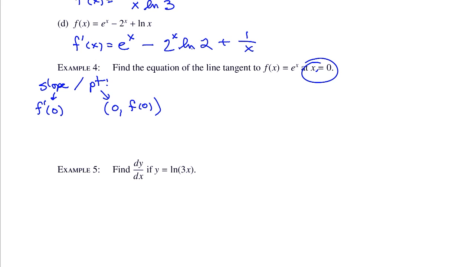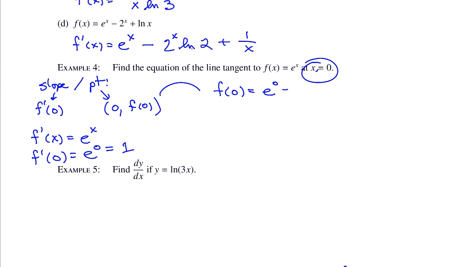Alright, so to solve this, let's take the derivative. What's the derivative of e to the x? E to the x. And so then f prime of 0 is e to the 0. What's the value of e to the 0? 1. And then to find the point, we need to evaluate f of 0. That's also e to the 0, which is 1. So the point is actually 0, comma 1.